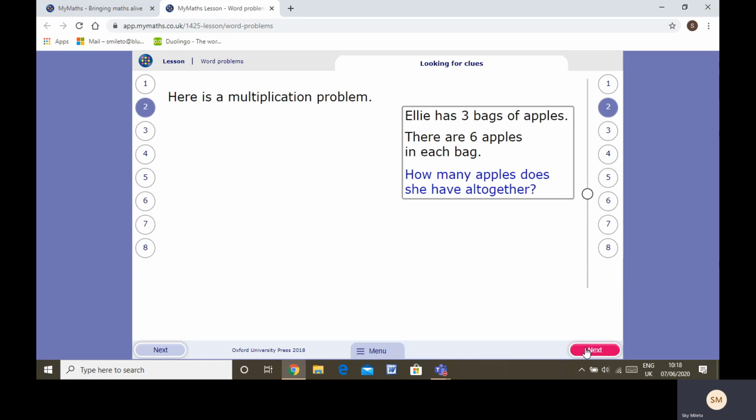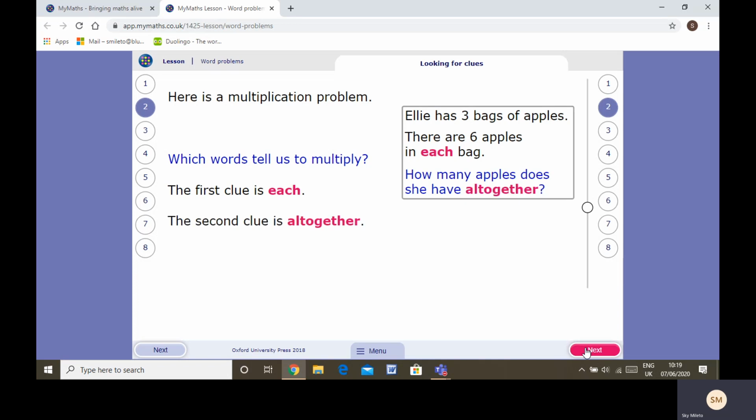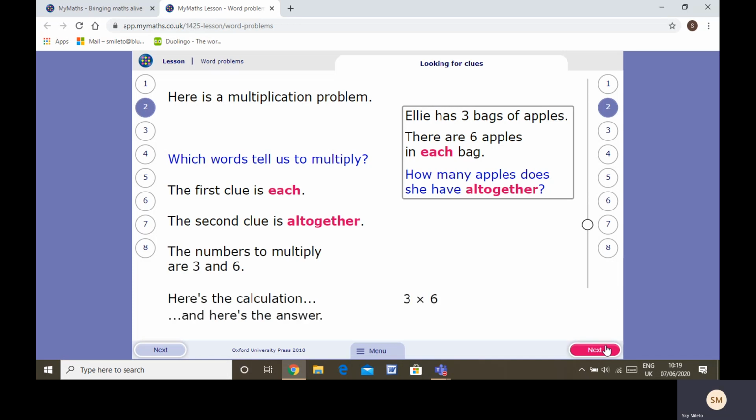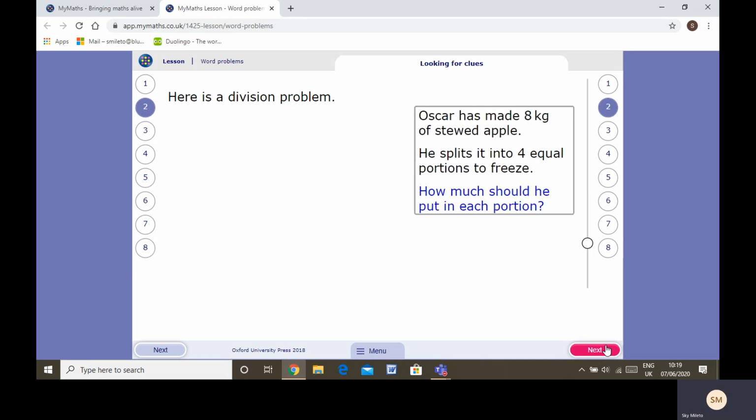Here's a multiplication. Ellie has 3 bags of apples. There are 6 apples in each bag, sorry. How many apples does she have altogether? So the words that tell us to multiply are each, because we know that there are bags and we're thinking about what there is in each one of those bags. And altogether, because we know we're not losing something, we're gaining something. We need to work out how much there is altogether. Okay? So therefore we do 3 times 6. And we know that's 18. Ellie has 18 apples.